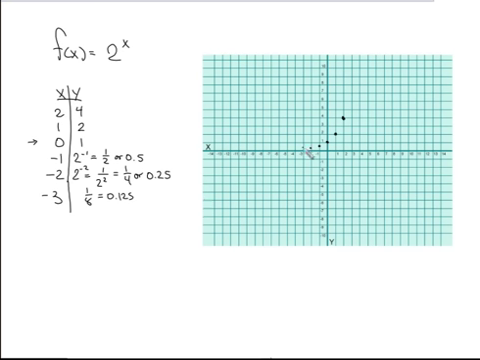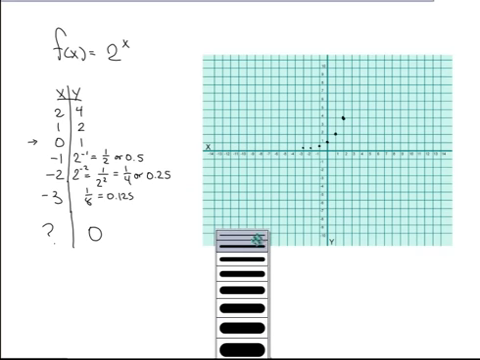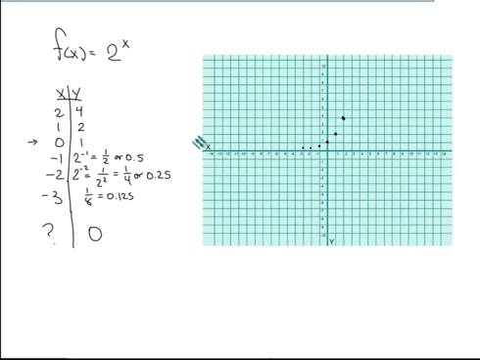Notice what's happening is these guys are getting closer and closer to 0, but it's never going to get there, because no matter what I plug in for x, there's no way to get an answer of 0 for y. If I plug in 0 for x, I don't get 0, I get 1. If I plug in positive x's, I get positive answers. If I plug in negative x's, I get fractions, but they're still positive answers. There's no way to get a 0. And what that means is that we have a horizontal asymptote at y equals 0.